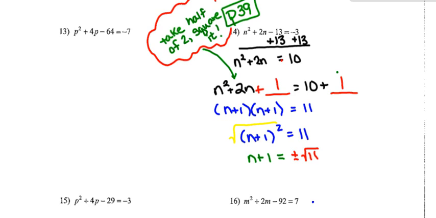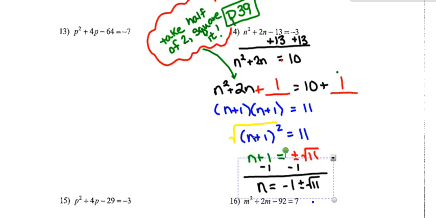If the number underneath that square root was not fully simplified, we would have to simplify the square root. But in this case, 11 is prime, so I know that it doesn't have any factors that I can go ahead and simplify. And the last thing I'm going to do to wrap this up is isolate the n by subtracting 1 from both sides. So now on the right side I've got negative 1 plus or minus the square root of 11.